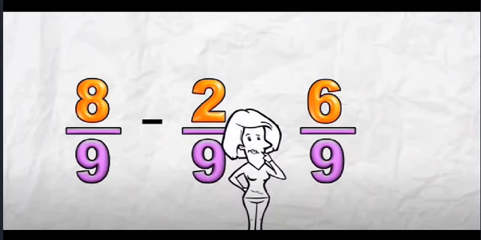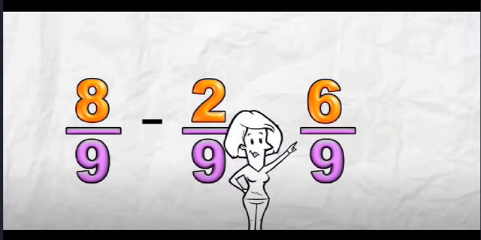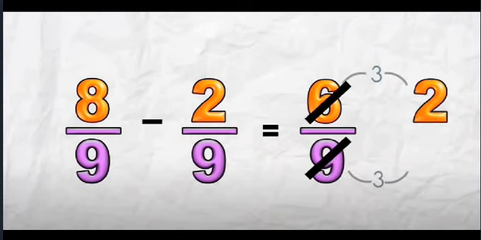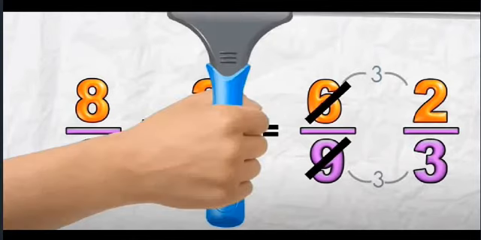Yes, learners, do you notice anything? 6 and 9 are both in the 3 times table. So we can reduce this fraction, isn't it? So what we are going to do is divide 6 by 3 and 9 by 3. So first, we will divide 6 by 3, then 9 by 3. So tell me, learners, 6 divided by 3 equals? Right, 6 divided by 3 equals 2. And 9 divided by 3 equals 3.